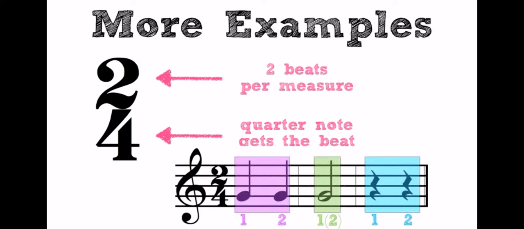Here are a few measures that show you what a measure of 2/4 might look like. In the first measure, you can see 2 quarter notes, beats 1 and 2. In the second measure, you can see a half note, which lasts for 2 beats consecutively. And in the last measure, you see 2 quarter rests, which means they are not making sound, but they do take up 2 beats.